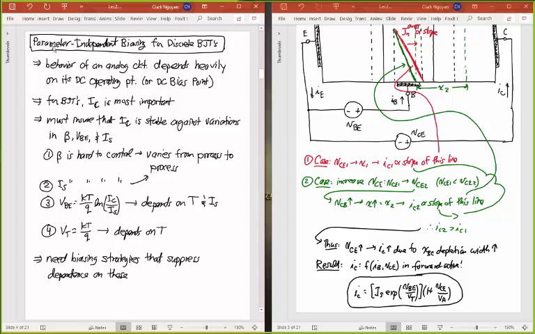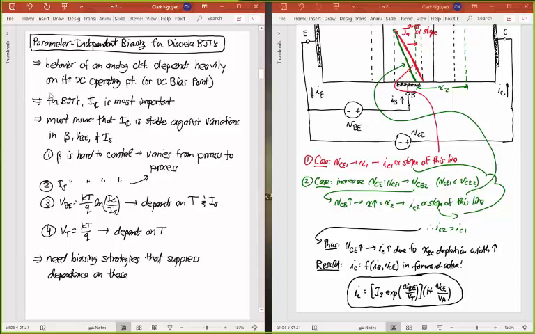So I'm talking about parameter-independent biasing. Why do I care about parameter-independent biasing? And what do I mean by parameter-independent biasing? Well, basically, like I said, the behavior of an analog circuit depends heavily on its DC operating point, or what we'll call a DC bias point.